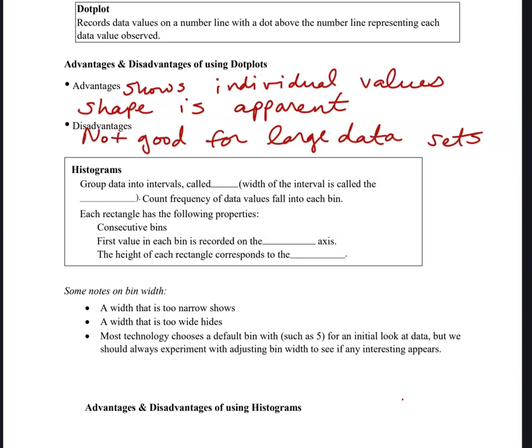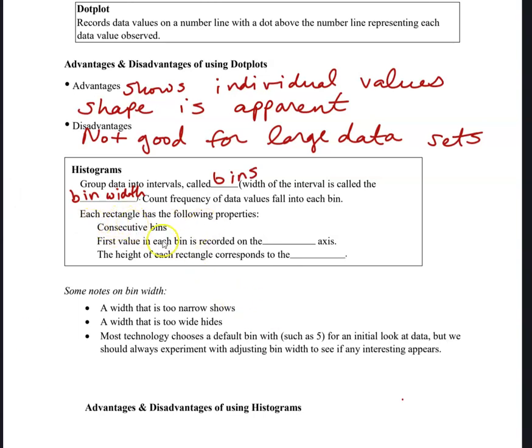So a histogram is where we group data into different intervals, which are called bins, and the width of each interval is called the bin width. It shows us the frequencies of data that falls within each bin, and we can adjust the bins depending on what numbers we're working with in the data set.